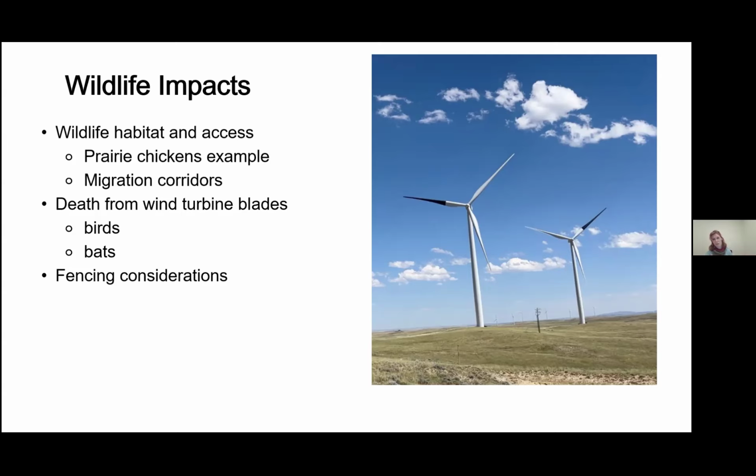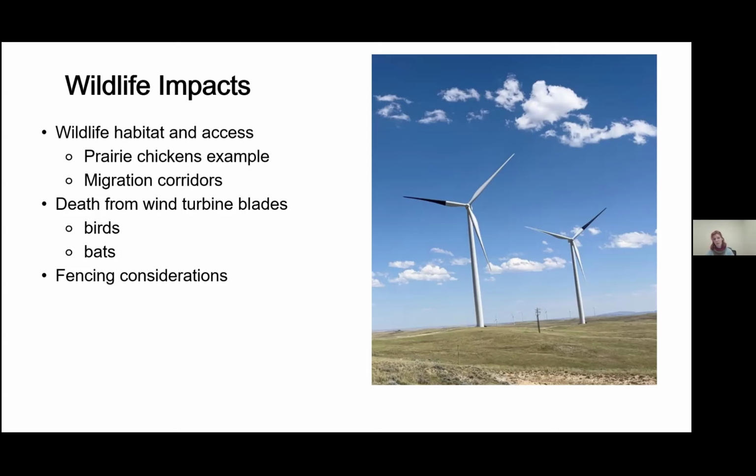There are also real concerns about migration corridors when you have 1,000-acre sites that are being fenced, right? So that's a big concern about population potential, and also for surrounding farmers. They're worried about increased predation on their own crops as there are fewer and fewer crops available for deer and other wildlife to manage there. The other big consideration is death from wind turbine blades for bats and birds.